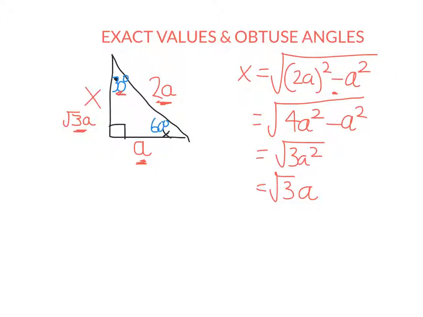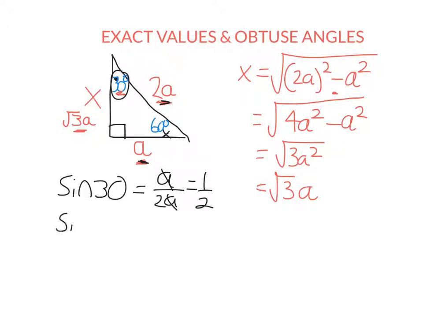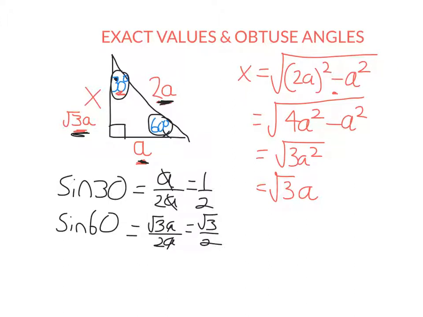So we can easily figure out the values of sine 30 and sine 60 and so on. Sine 30, so we're talking about this angle here, is opposite over hypotenuse. The A's cancel out and we get a half. Sine 30 is equal to a half. Sine 60, so sine of this angle, is opposite over hypotenuse. So it'll be root 3A over 2A. The A's cancel out. I'm left with root 3 on 2, which is about 0.866. Okay? So we can do the same for the other ratios.